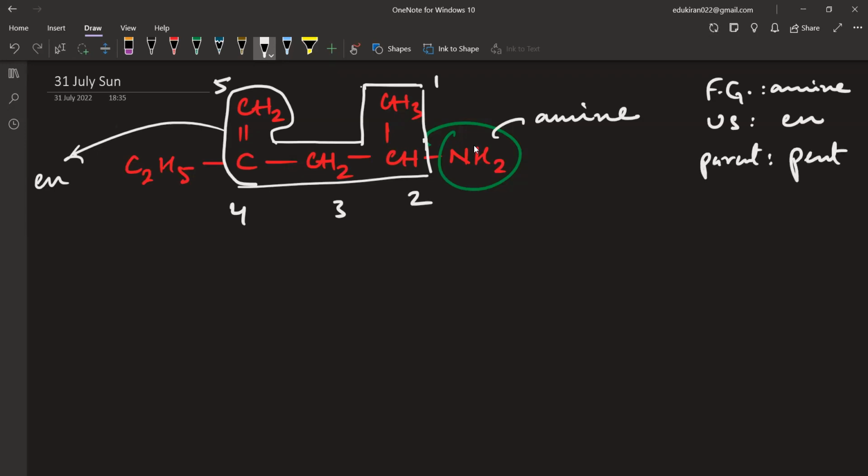And Rifat, what was your parent? You got it right. Pent. Okay, fine. Then we have the substituent. So what are the substituents we have? We have identified these parts. So the only substituent that we are remaining with is C2H5, and this is what? This is ethyl. So the substituent will be ethyl. Now ethyl is on the 4th carbon, only one substituent, 4-ethyl.